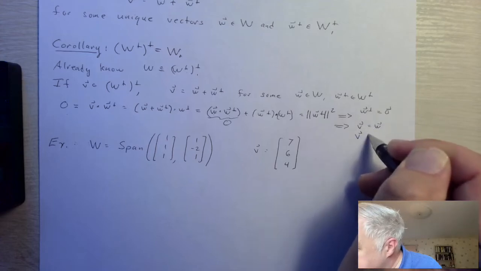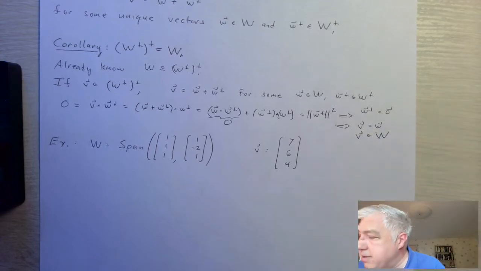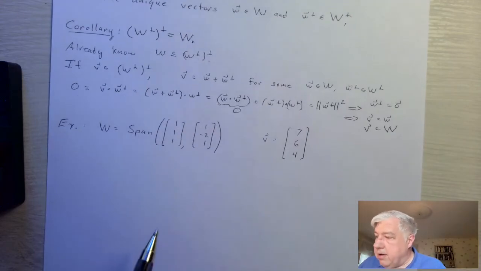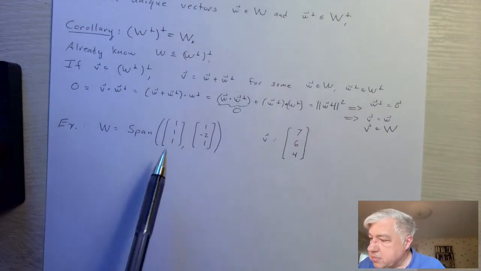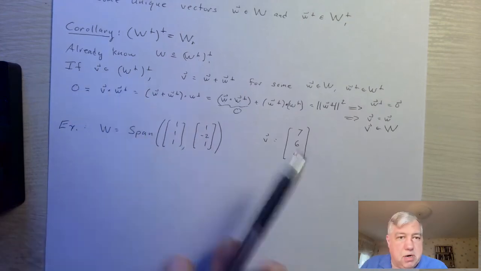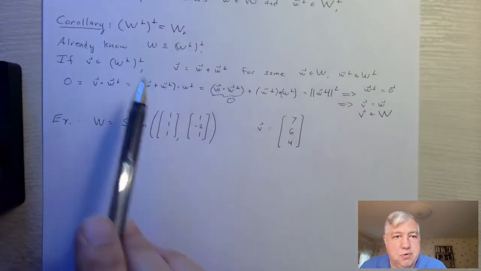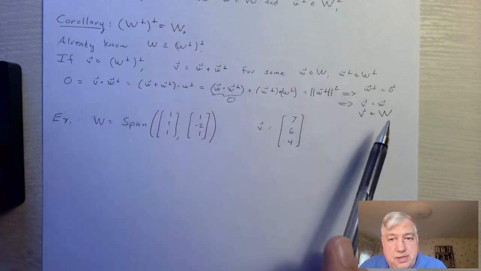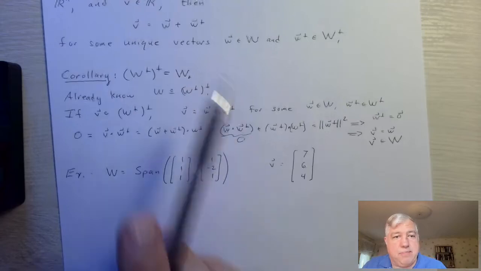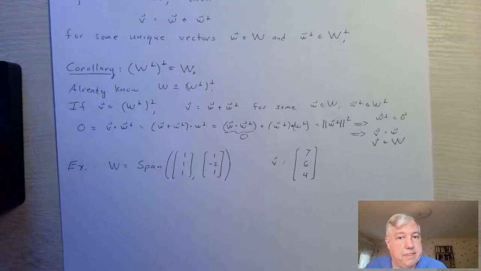And little v is in W. All right. So this shows we started with V being in W perp perp, and we've shown that V is in W. So that means that this is contained in here, and we already know that W is contained in here. So that proves the corollary there.